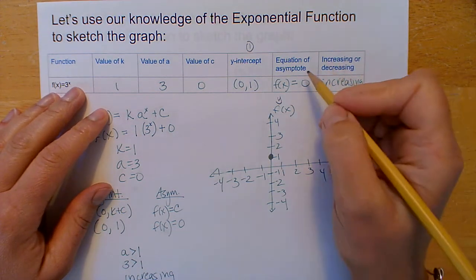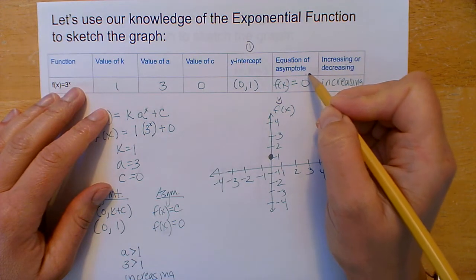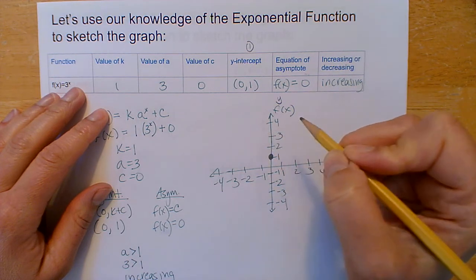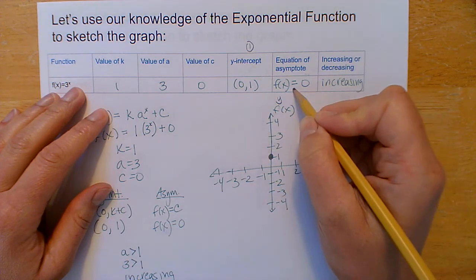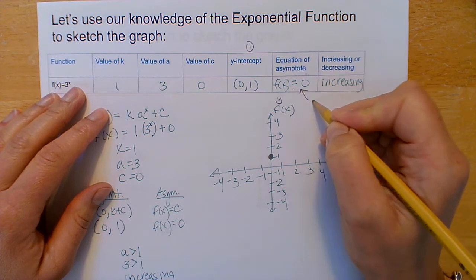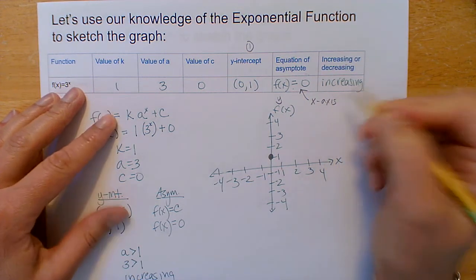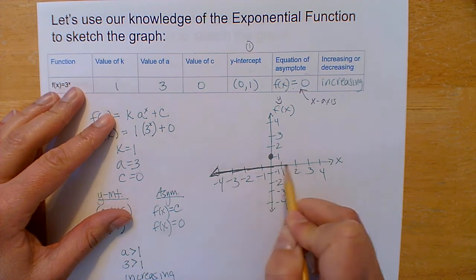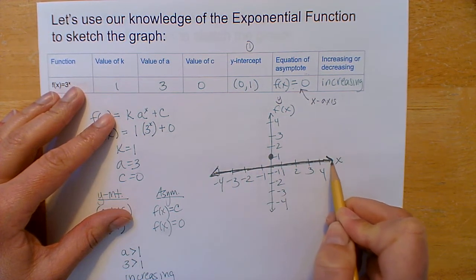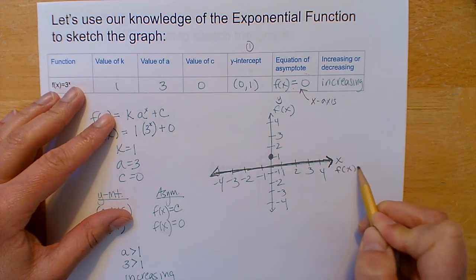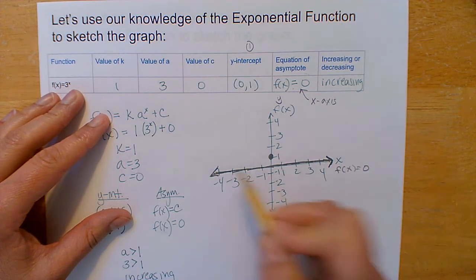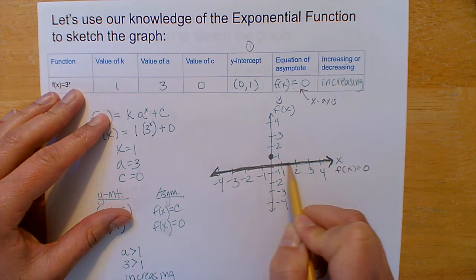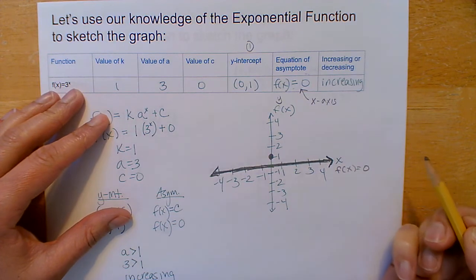Okay, now the equation of the asymptote, this is important. This is that invisible line that the graph won't cross. The curve will not cross. So this is f of x equals 0. Remember, f of x equals 0 is your x-axis. So I'm just going to draw a nice thick line representing my horizontal asymptote on f of x equals 0, which is my x-axis. So here is that invisible horizontal line my curve will not cross.